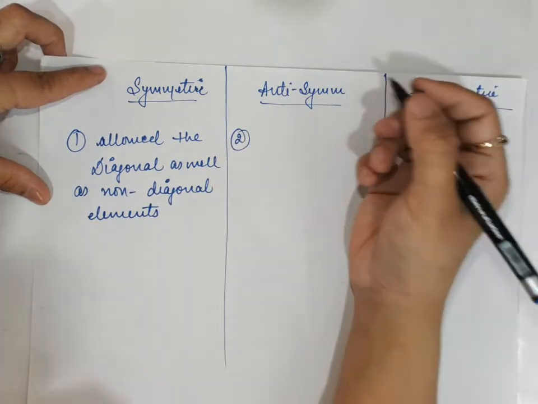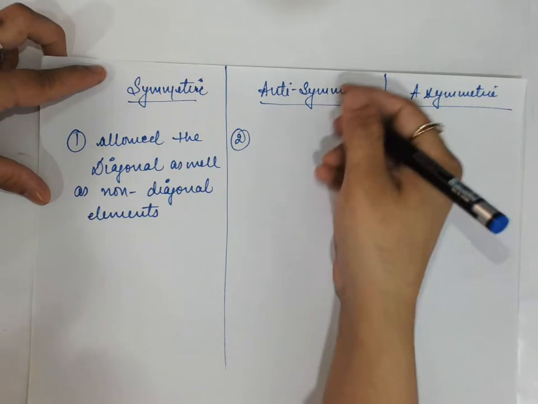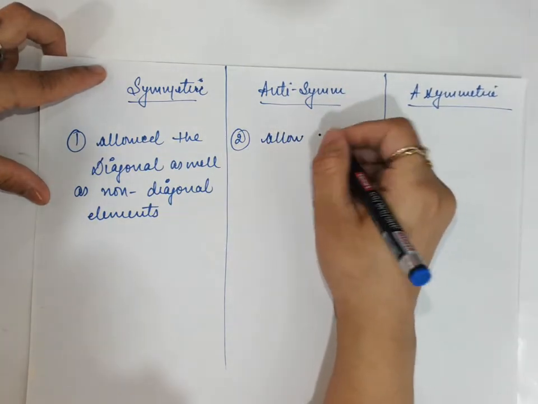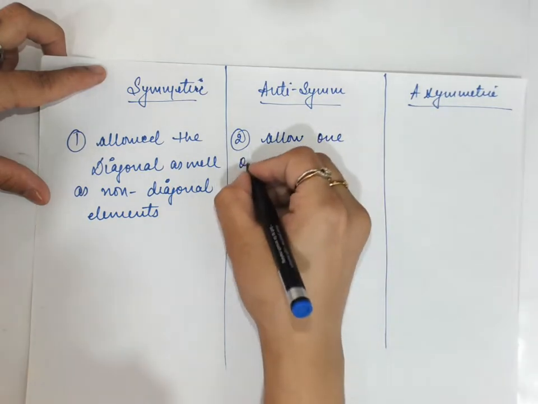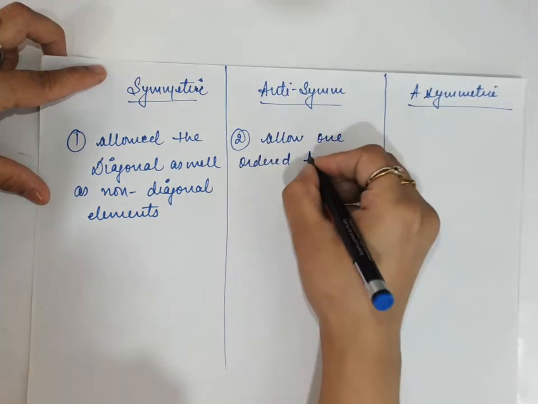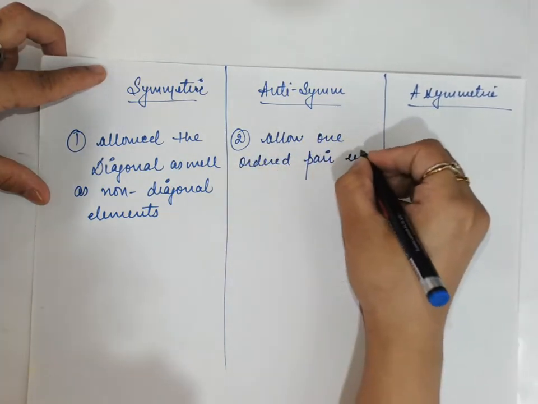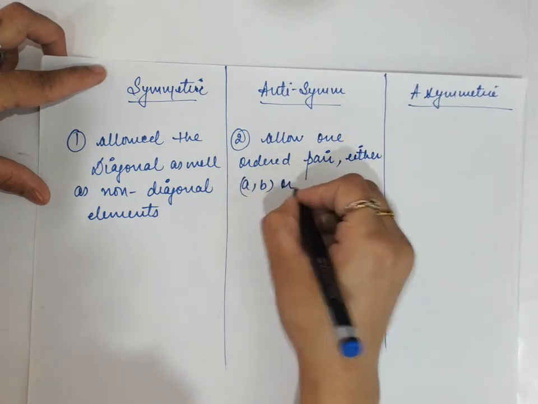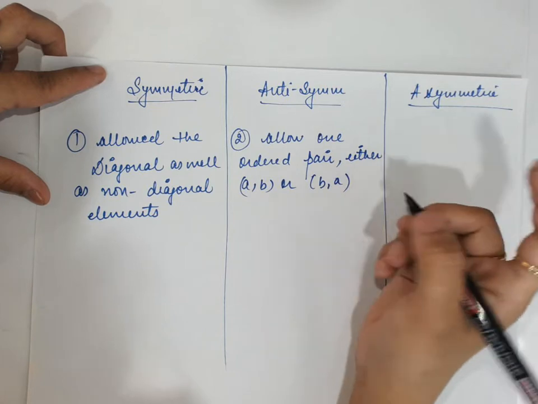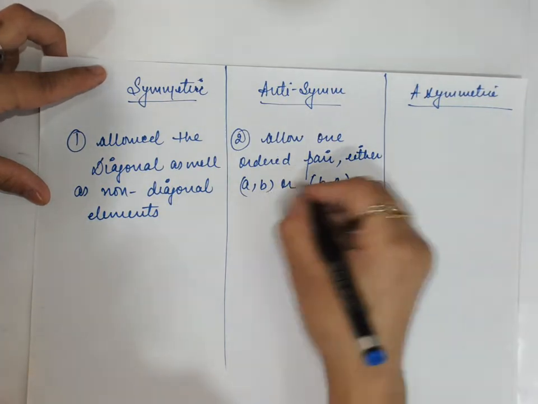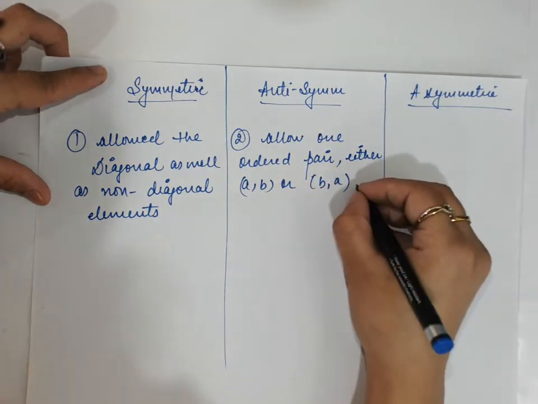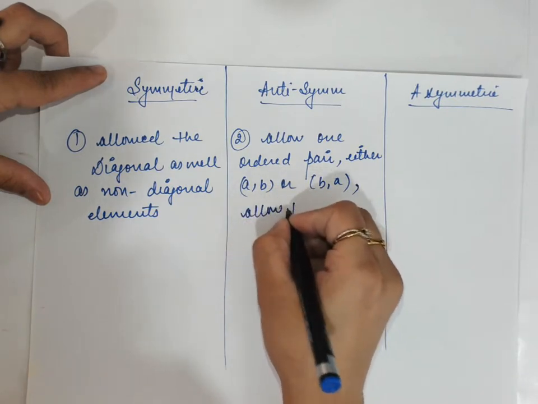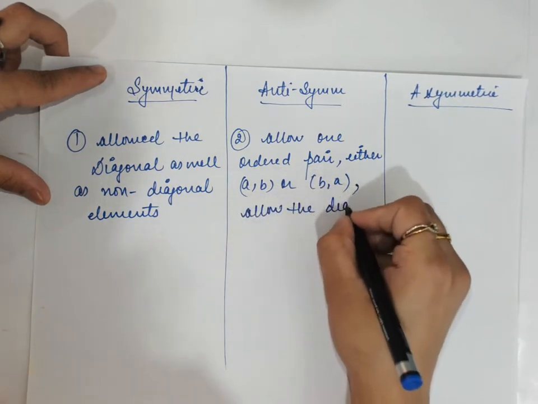But antisymmetric allows one ordered pair, either AB or BA, either one of the pair. Both of the pair are not allowed by antisymmetric relation, and antisymmetric relation allows the diagonal element.